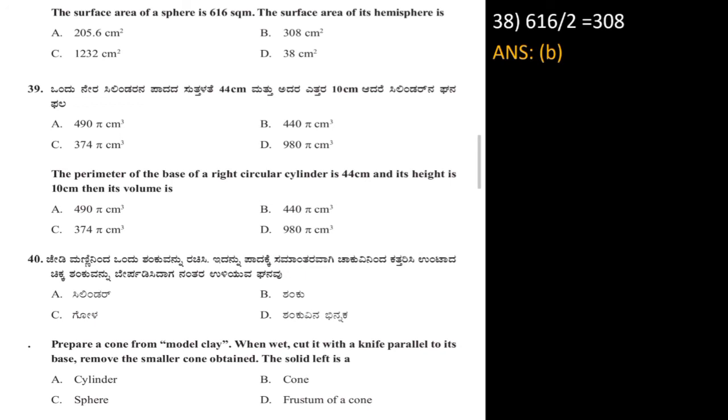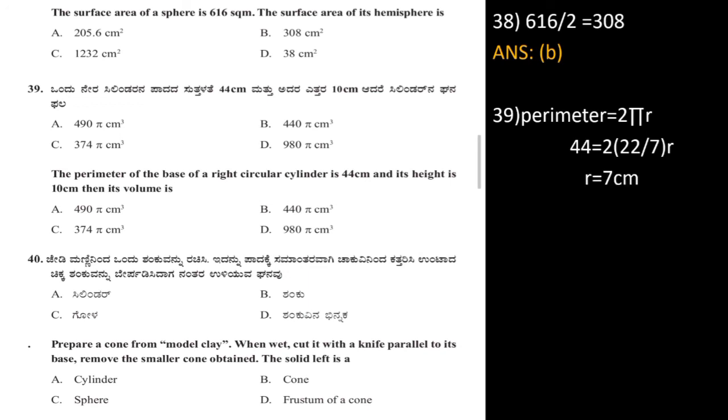Next, 39th one. The perimeter of the base of a right circular cylinder is 44 centimeter and its height is 10 centimeter. Then its volume is. Here we need to find the volume of the cylinder. First we will find the radius. Perimeter is equal to 2 pi r. We have the perimeter value 44, which equals 2 into pi value 22 by 7 into r. Now we do the calculation and we get r equal to 7 centimeter.